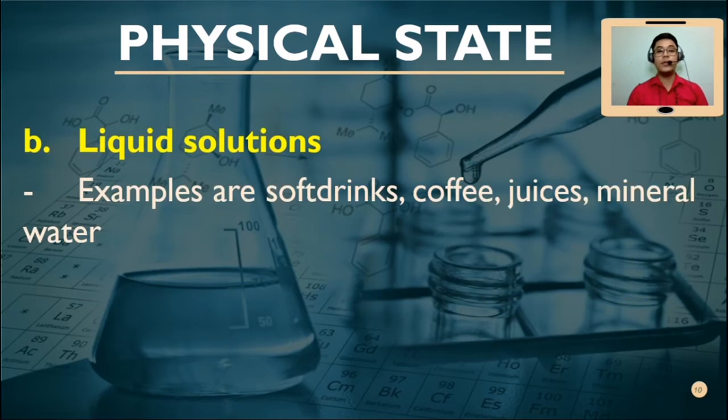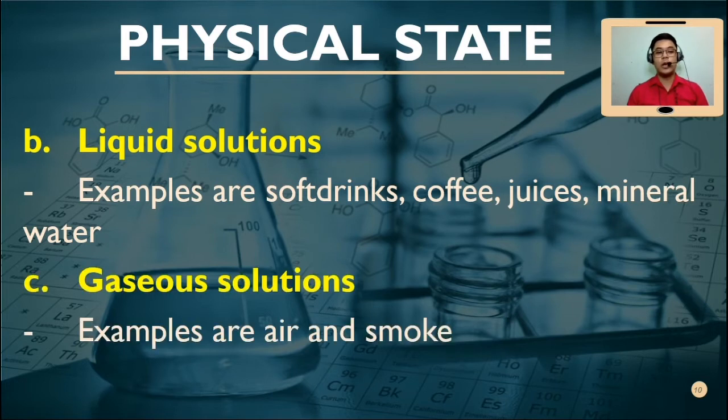Second, we have the liquid solutions. Examples of liquid solutions are soft drinks, coffee, juices, mineral water, and other beverages or liquid solutions that you can see at home. And third and the last type of solution under the physical state is what we call gaseous solutions. Here, examples are air and smoke, and we can say that in these gaseous solutions, the molecules are really far away from one another. Those are the three types of solutions under the physical state.